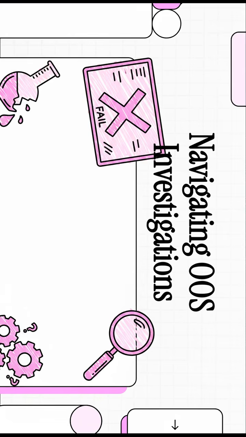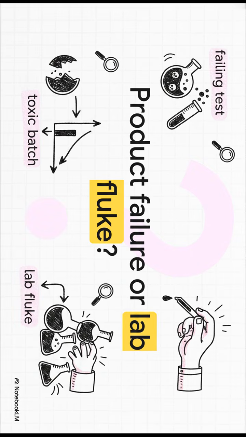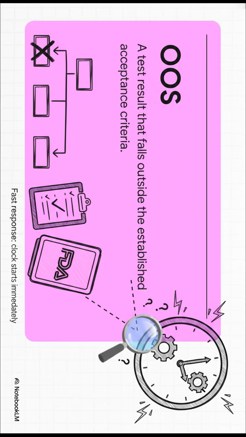Picture a lab screen flashing fail. Today's explainer dives into out of specification, or OOS, test results. So, does a failing test mean you've got a toxic batch? Or is it just a weird lab fluke? Basically, an OOS falls outside accepted criteria.